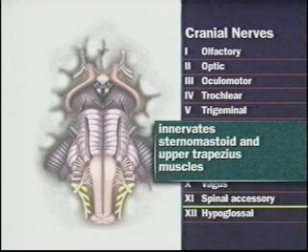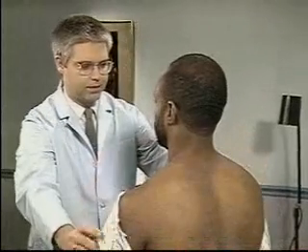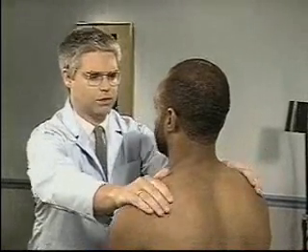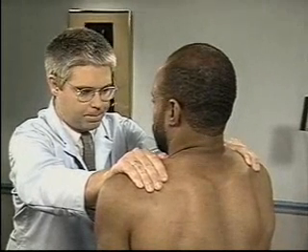Cranial nerve 11, the spinal accessory nerve, innervates the sternomastoid and upper trapezius muscles. I'm going to test the strength of your shoulders. To assess this nerve, ask the patient to shrug his shoulders upward against your hands. I want you to raise your shoulders against resistance. During this maneuver, evaluate the strength and contraction of the trapezius muscles. Relax. Good.